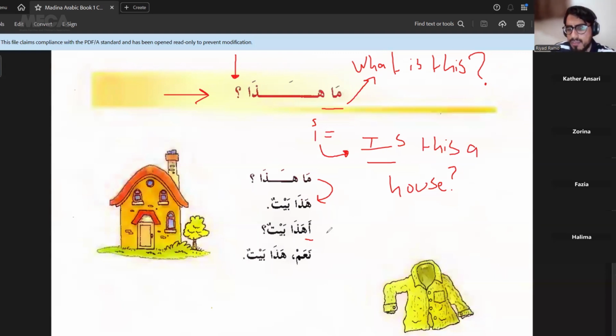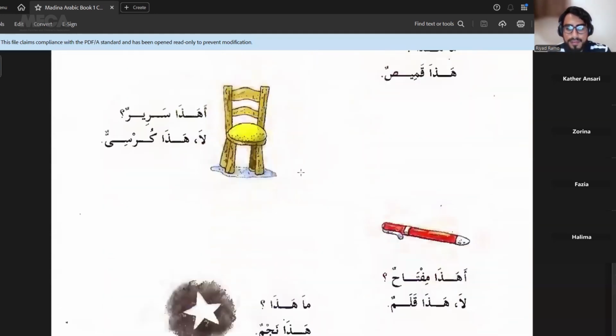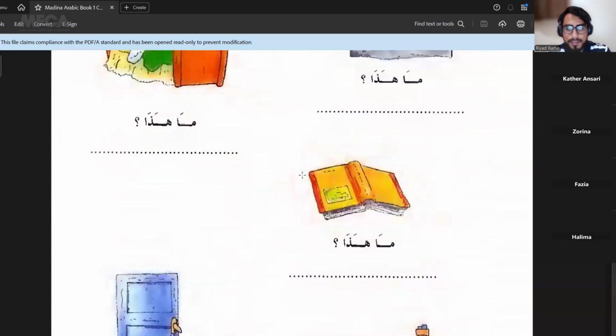أهذا بيت؟ Is this a house? نعم، هذا بيت. This is a house. Okay, so that's it for the chapter.